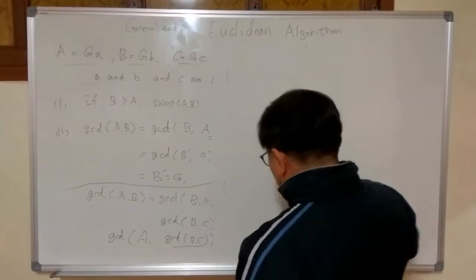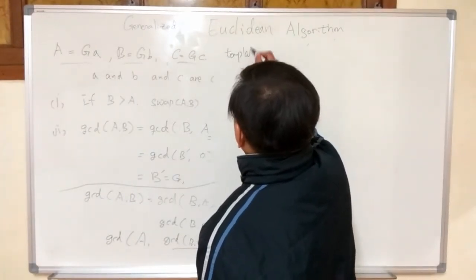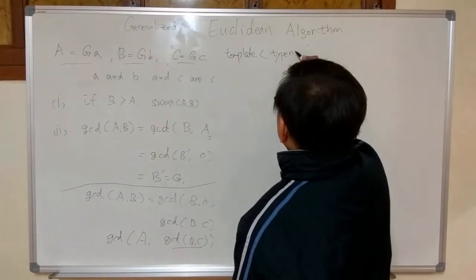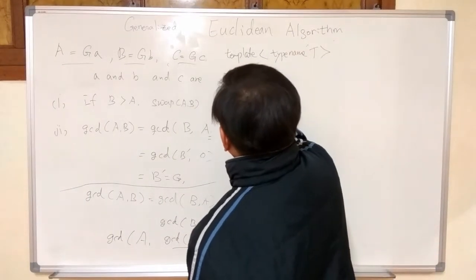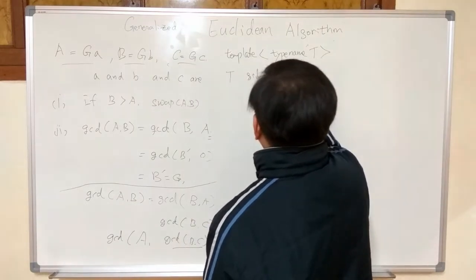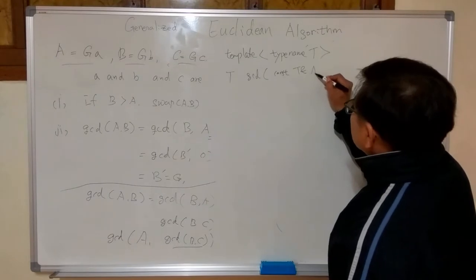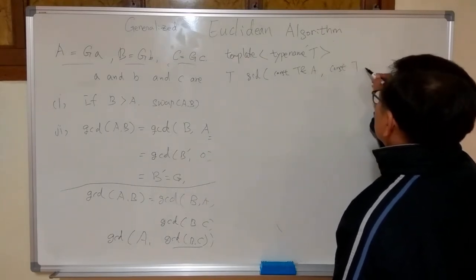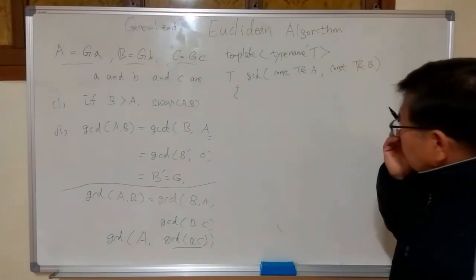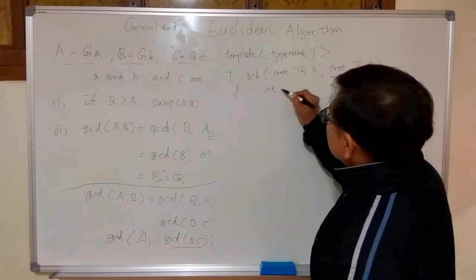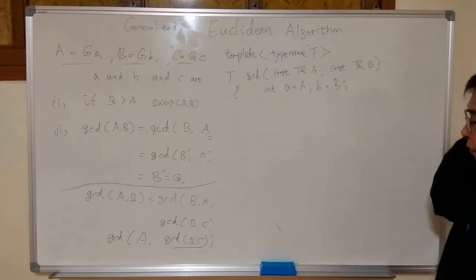Using a variadic template, typename T, GCD, const T reference A, const T reference B. Here I would say int A equals A, B equals B. The rest is the same as before.